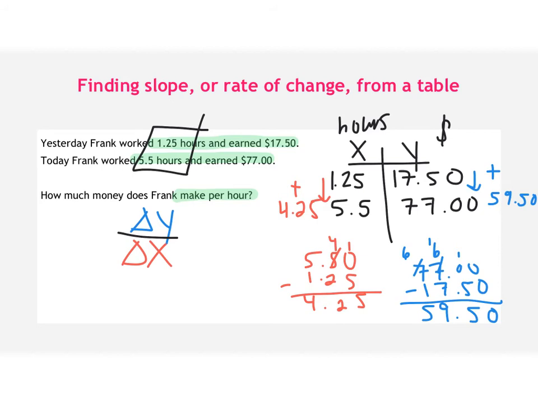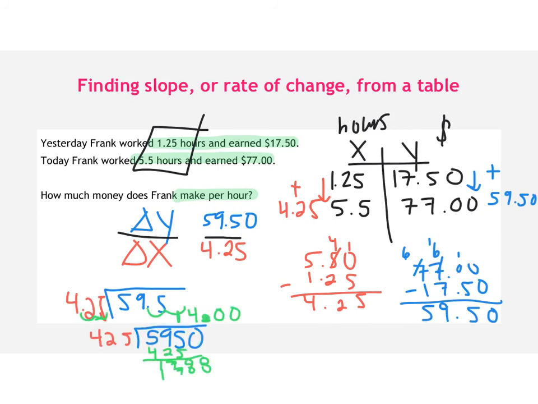So now we have what we need to know, and we've just got to put it into our fraction. So remember, our change in y value was $59.50. And then our change in x values was 4.25. And so now that's great. It doesn't quite answer the question. We want to know, how much does he make per hour? So we need to reduce this fraction. So we'll have 59.5 divided by 4.25.